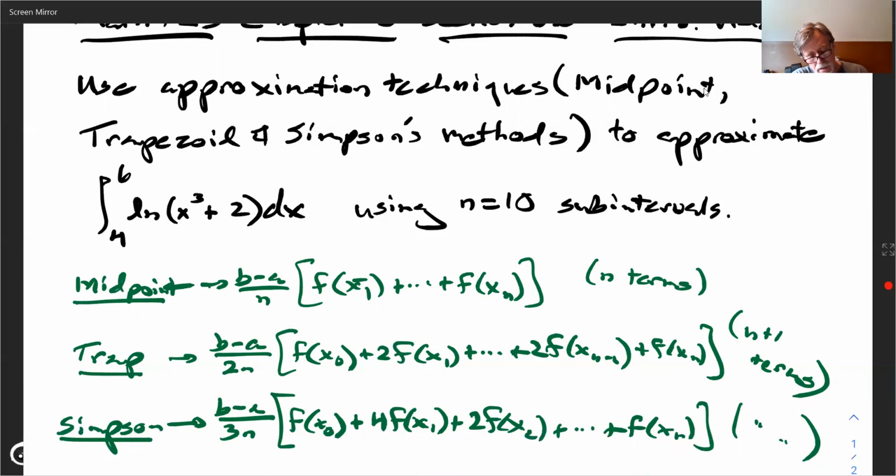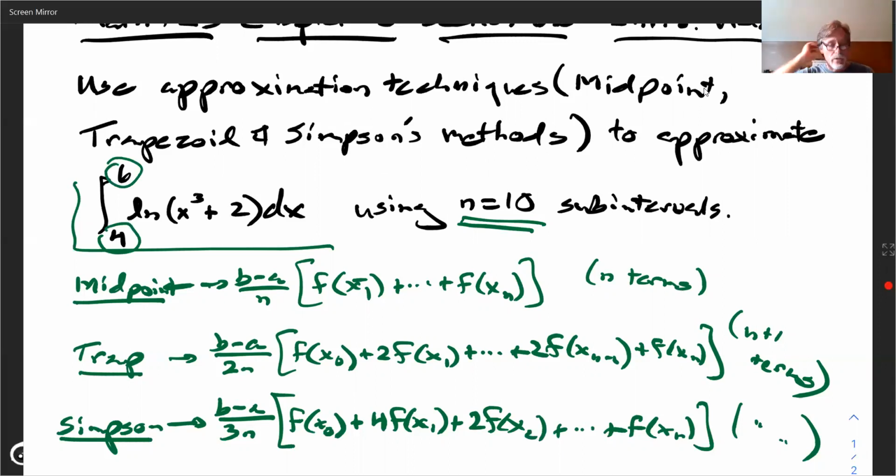So it's this guy right here. And they also need to tell you how many subintervals. As you're learning, the more subintervals you chop it up into, the more calculations you have, but the better the approximation typically is on these continuous functions. So the first thing you want to do is take the interval and break it up into n pieces. The interval is just in the problem itself: we're integrating from 4 to 6.